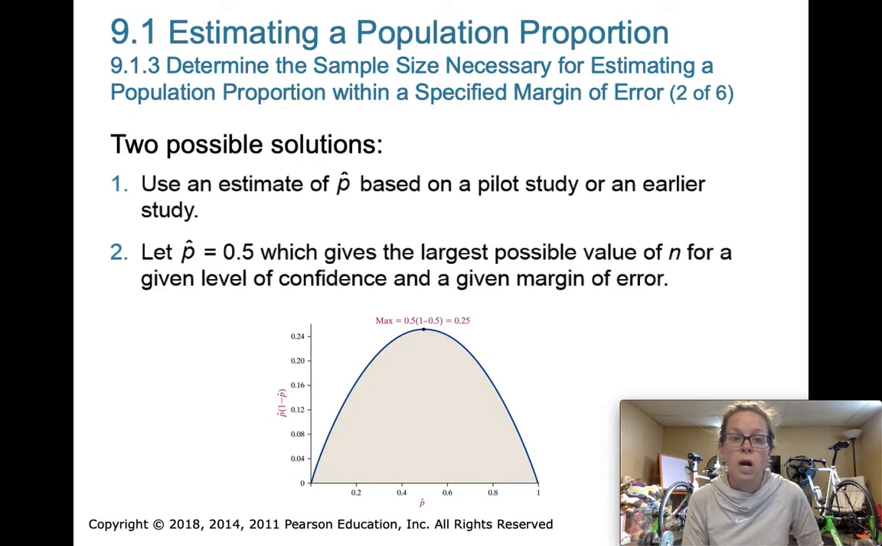We have two possible solutions that we can work with. One is if we already have a point estimate based on an earlier study. If we already have a good idea about what the point estimate is, we're going to use that. If we have no idea what the point estimate is, because this is the first time this thing has ever been thought about, then we're just going to have to use 0.5 and say it's a 50-50.